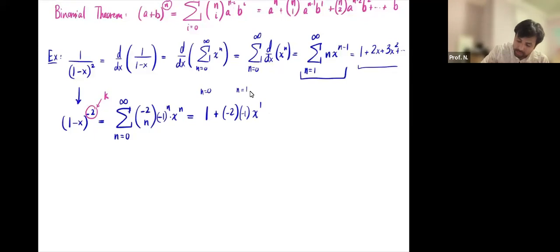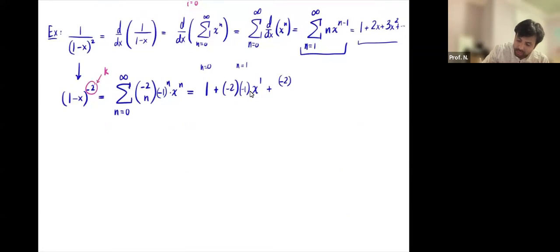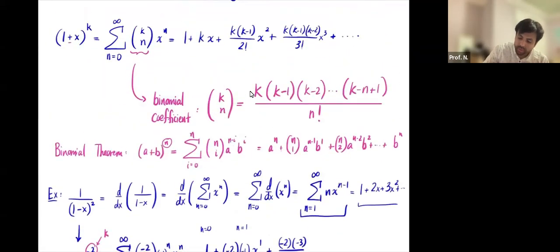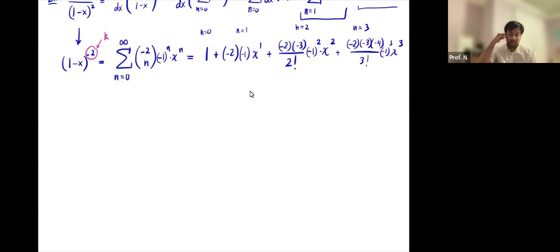And then the next term, right? The next term is negative 2, negative 3 over 2 factorial. I got a negative 1 to the second power times x to the second power. Right, that's n equals 2. Then n equals 3, I got a negative 2, negative 3, negative 4 over 3 factorial, negative 1 to the third, x to the third. And of course, this continues, dot, dot, dot.